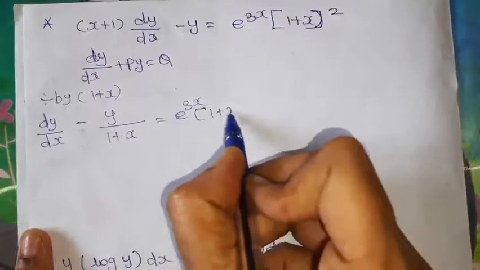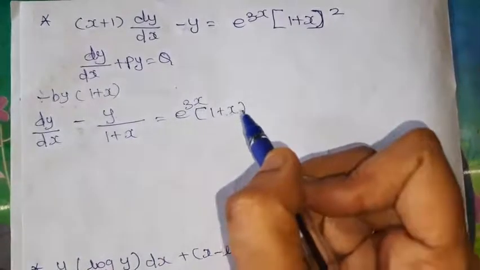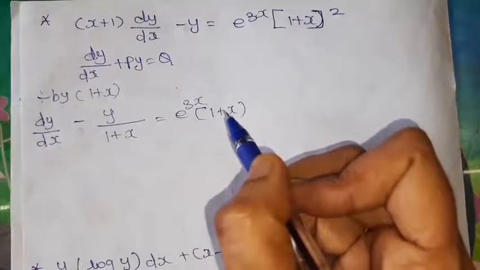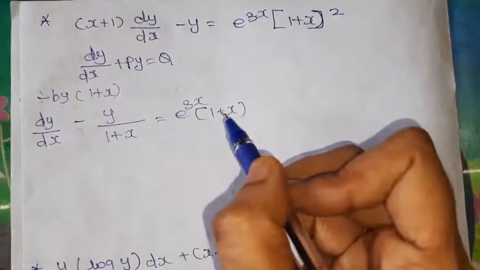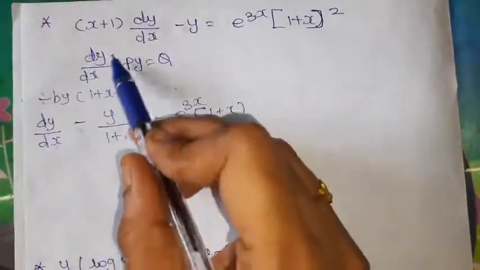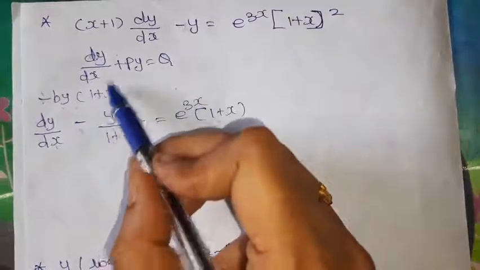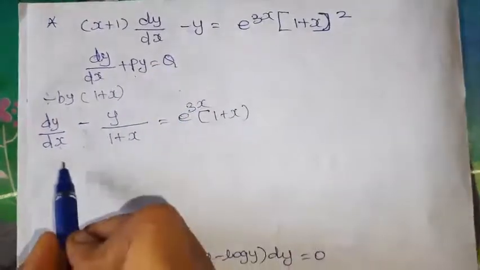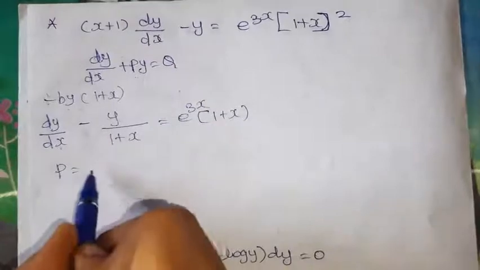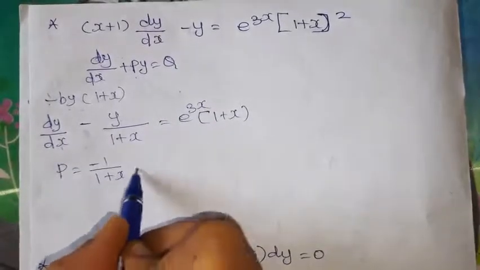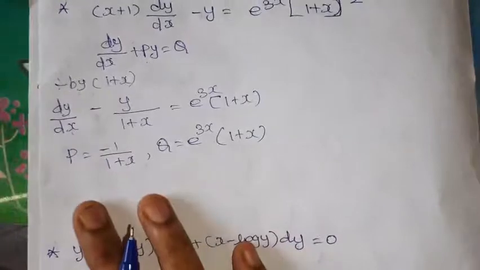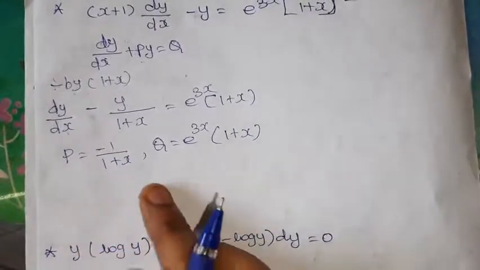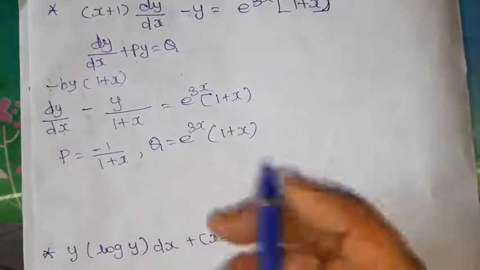What will we get? 1 plus x only. So, this is the general form, the equation after dividing by 1 plus x. So, what is P here? By comparing this with the standard linear differential equation, P is nothing but the coefficient of y, which is minus 1 by (1 plus x). What is Q? Q is equal to e power 3x into (1 plus x). So, we have found P and Q. P equals minus 1 by (1 plus x), Q equals e power 3x into (1 plus x).